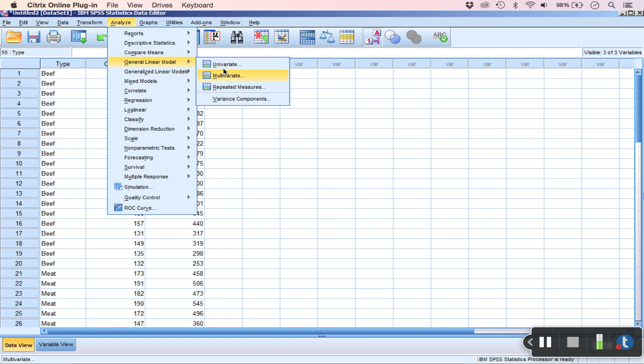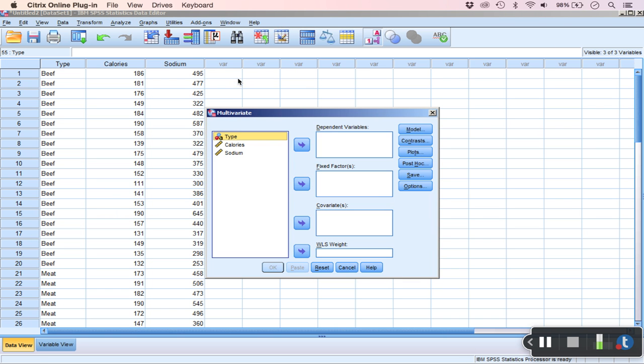When we did our regular univariate ANOVA, we used this tab General Linear Model, and if you recall, we used univariate and we also looked at repeated measures. So the last one is right in the middle there, multivariate. And in this case, it looks very similar to our regular ANOVA, except now we can enter more than one dependent variable. So I'm going to transport both calories and sodium into the dependent box, and then hot dog type is going to go as our fixed factor.